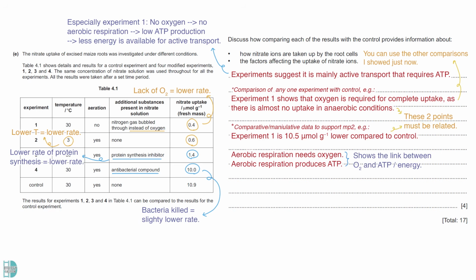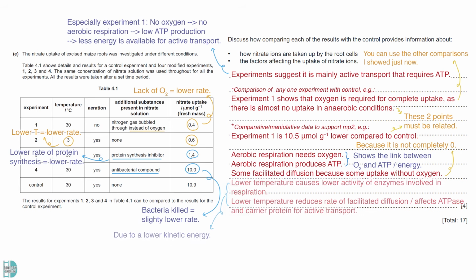The discussion of the link between oxygen and active transport will give you 2 marks. However, the uptake is not completely zero when there is no oxygen. This indicates that some ions may enter the cell through facilitated diffusion.